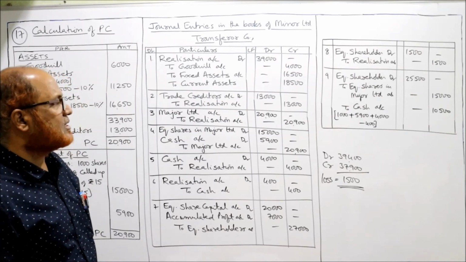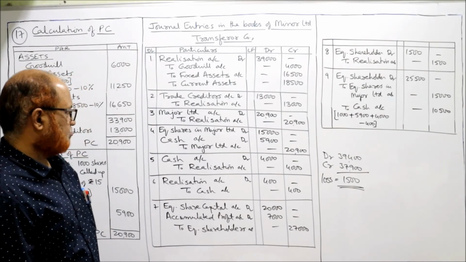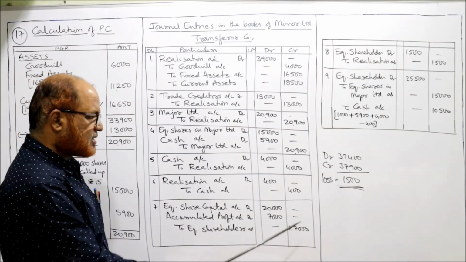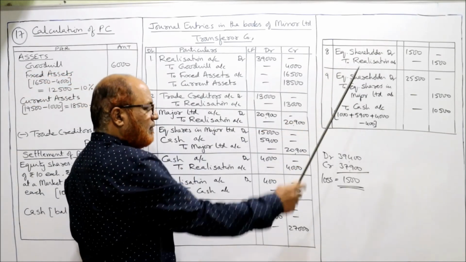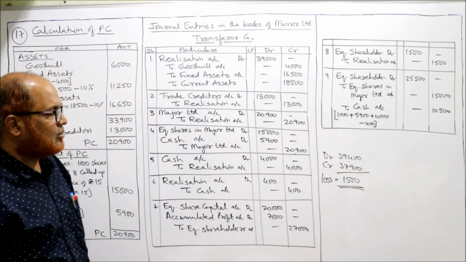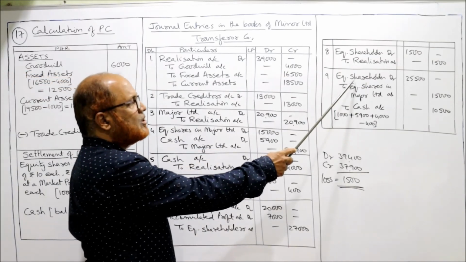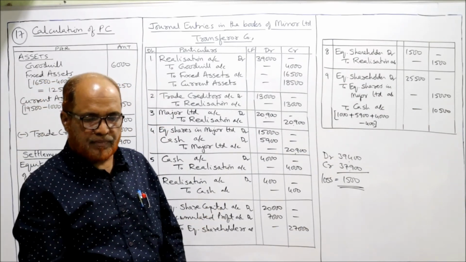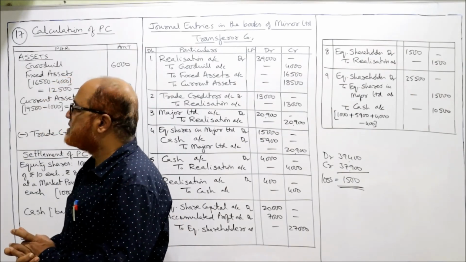Equity shareholders account is credited by 27,000. Here equity shareholders are debited by 1,500. So 27,000 minus 1,500, 25,500. Here equity shareholders account is debited by 25,500. Account is closed. That's all. So this is the end of problem number 17.